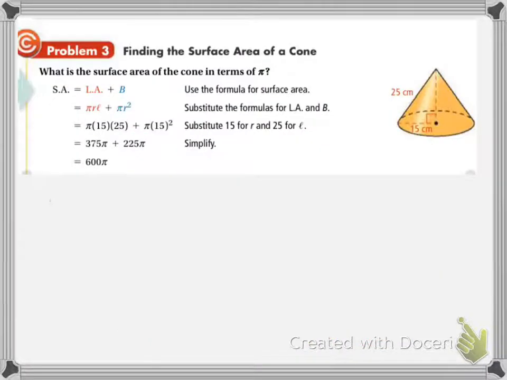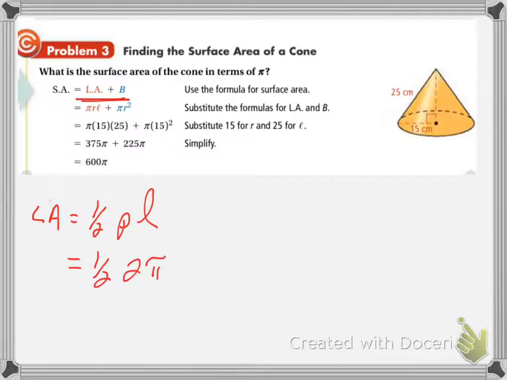Problem 3 talks about finding the surface area of the cone. Surface area is still lateral area plus area of the base, which is still sitting right here. Lateral area, again, guys, is still 1/2 perimeter of my base times my slant height. Well, the base is now a circle. So how do I find the perimeter of a circle? Well, it's just circumference. So it's 1/2 times 2 times pi times my r, which in this case is 15.